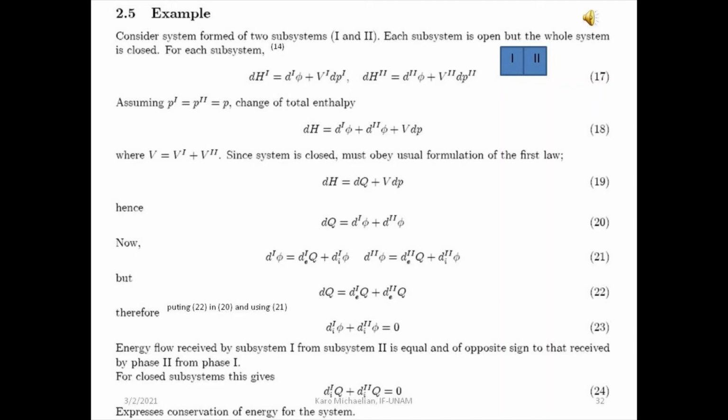Now, if the subsystems were closed to each other, so we only allow the flow of heat, then equation 23 can be written as equation 24 because there is no flow of matter, so we don't have to include the energy on the matter which is being exchanged between the two subsystems. So then we have just d1q plus d2q is equal to 0. And that's just the expression for the conservation of energy for the system.